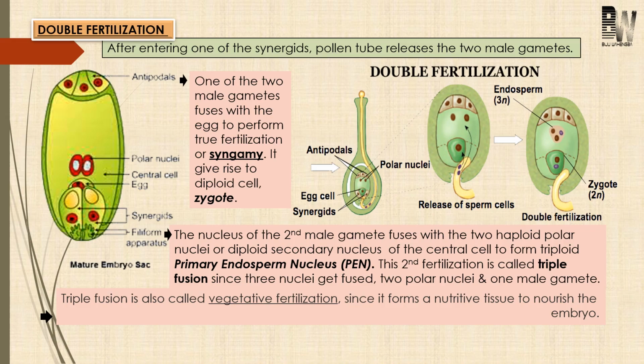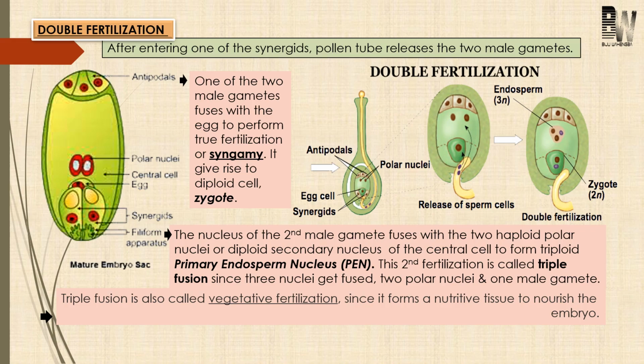Coming to plants, we know that after pollination, the pollen grain will produce a pollen tube, and this pollen tube will carry the two male gametes. The pollen tube will enter the ovule in the micropyle region where the synergid is present. We also know that the synergid possesses a filiform apparatus which can guide the pollen tube so that it can enter the embryo sac.